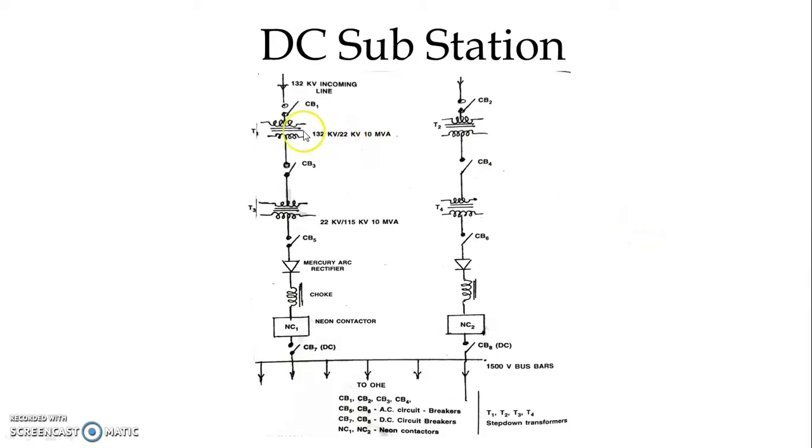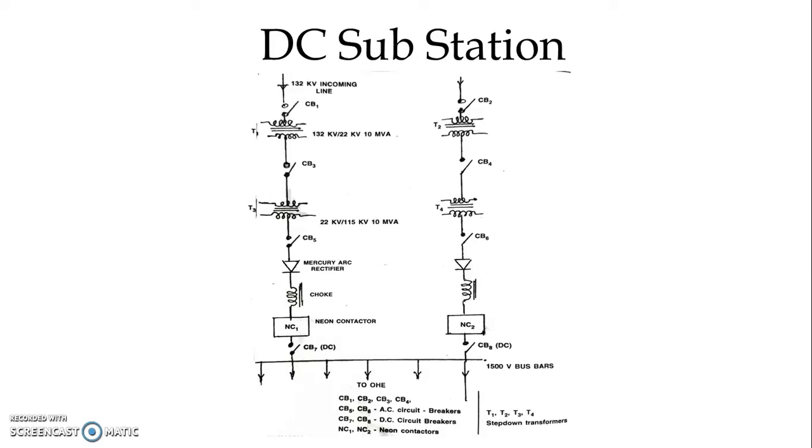With the help of step-down transformers, 132 kV supply is stepped down to 22 kV, and again with the help of a step-down transformer, 22 kV is stepped down to 1.5 kV. We require 1500 volt DC power supply, which is transmitted to the overhead catenary. So after the last step down transformer, 22 kV to 1.5 kV, we require to convert AC power into DC power.